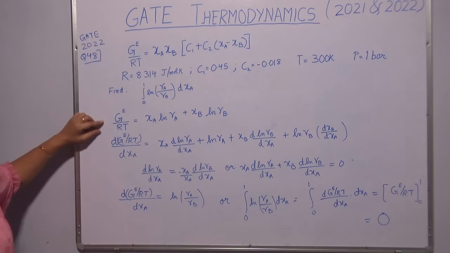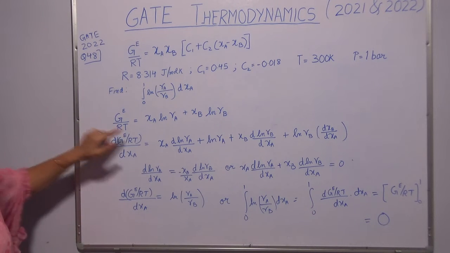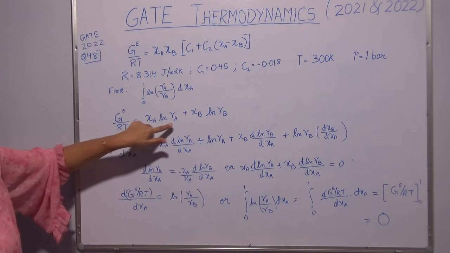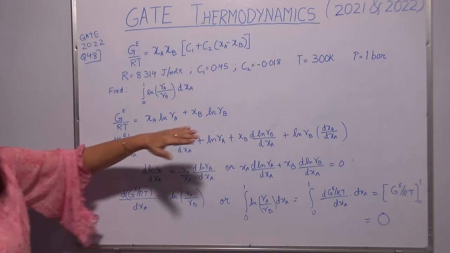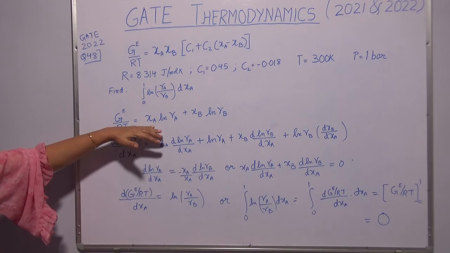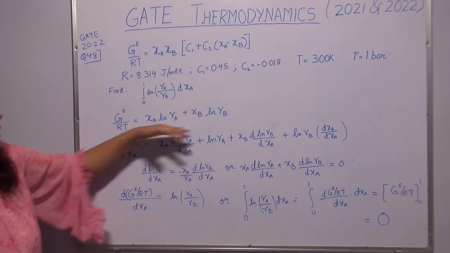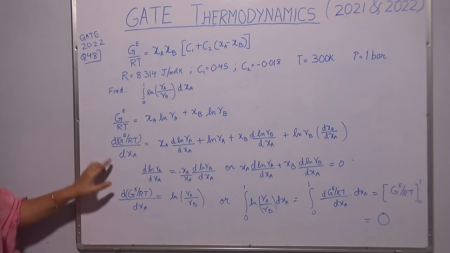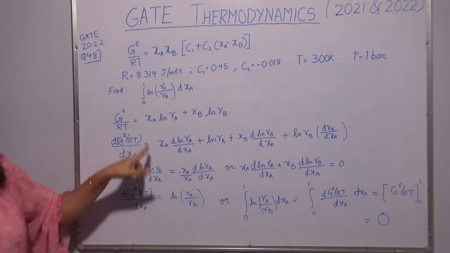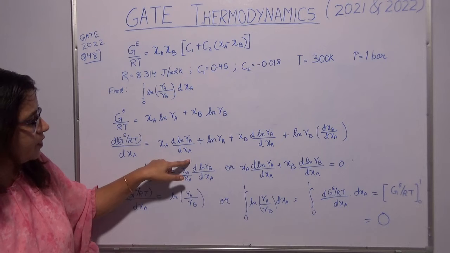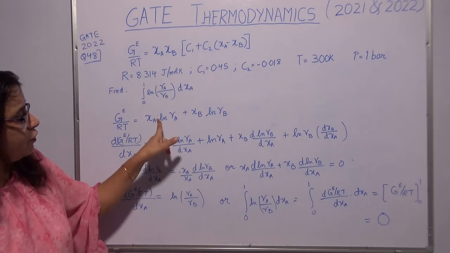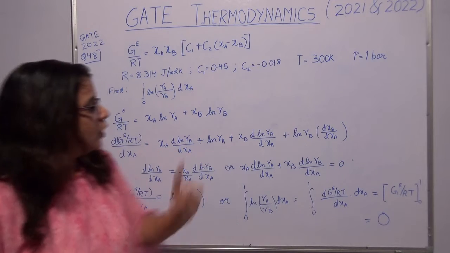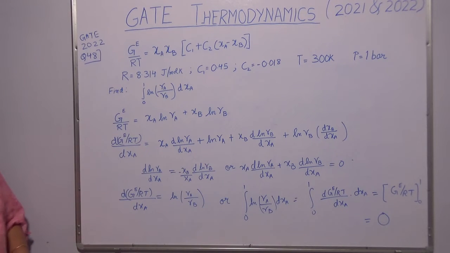So we know that GE by RT, by the summability relation, is equal to XA ln gamma A plus XB ln gamma B, because it's a two-component system with A and B. So I am writing this equation. Now I am taking a differential of this with respect to XA. So what I am doing is first term into derivative of second term plus derivative of first term into second term. That's how I get four terms.